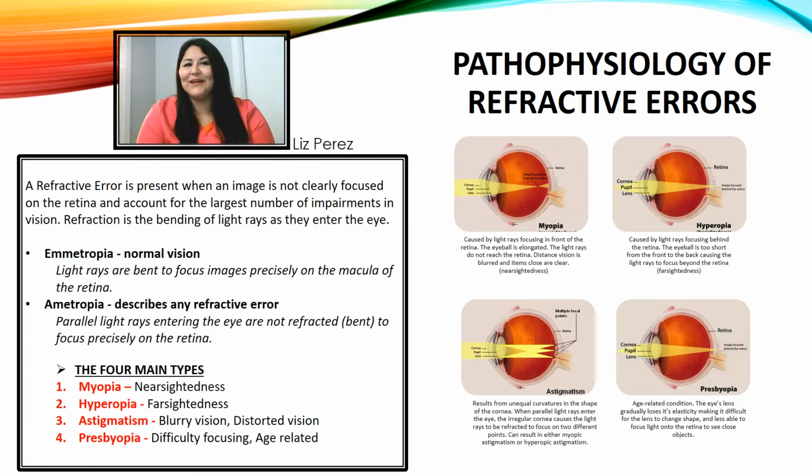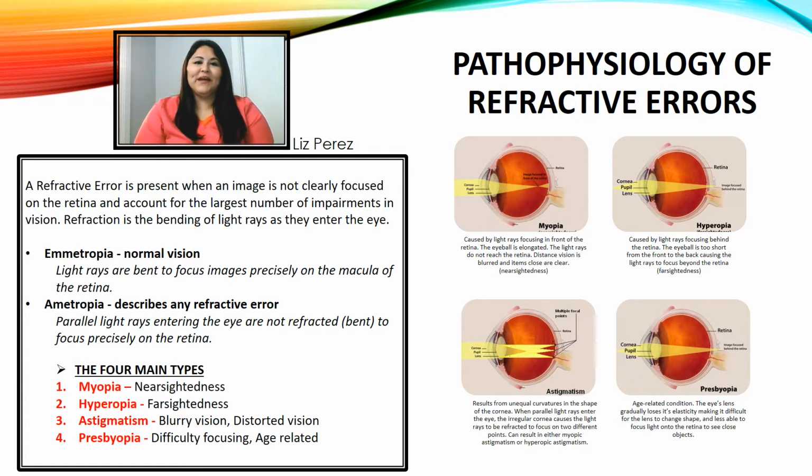Hi, I'm Liz Perez, and I'm going to be going over the pathophysiology of refractive errors. Refraction is a term that basically describes the bending of light rays as they enter the eye. Emmetropia is a term used to describe normal vision. In this case, light rays are bent to focus images precisely on the macula of one's retina.